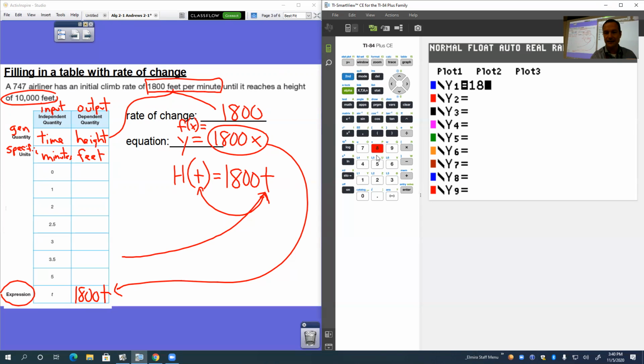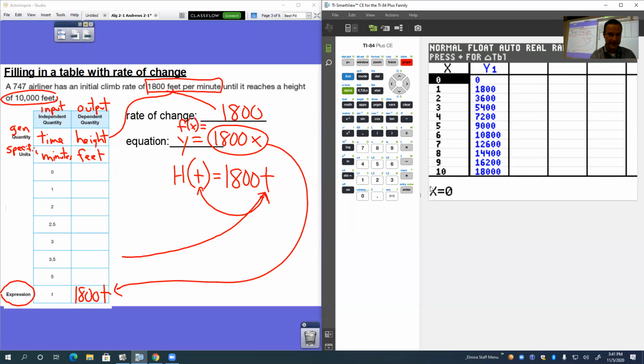So I'm going to type in 1800. Now there's no t on the calculator, so I'm going to type in 1800x. I'm going to use the table function. The table function is that blue function right above graph. So I'm going to go second and graph, which is really my table.